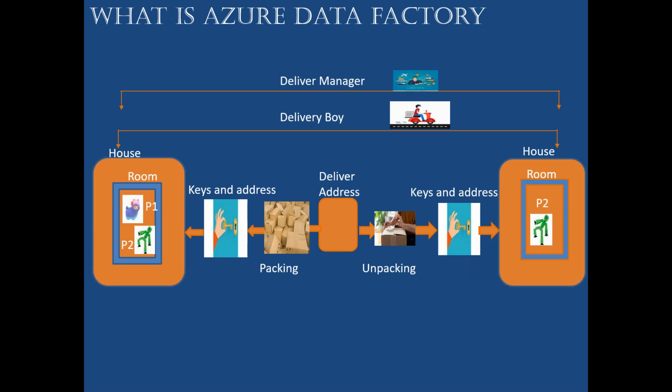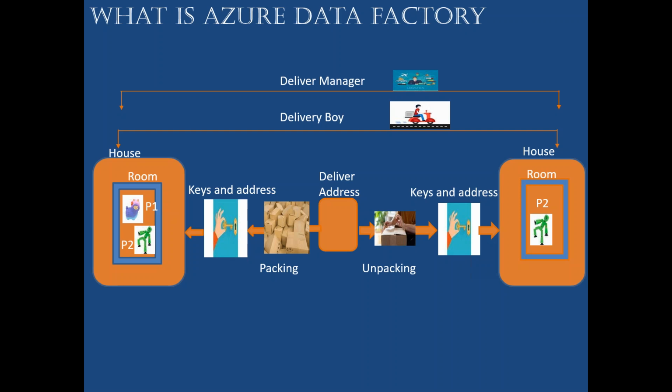So the delivery boy is the key person who is unlocking, packing, delivering, unpacking, and keeping the things in the new house. The fourth one is the delivery boy. Finally, we have a delivery manager who is managing these things. So total five. I am repeating again: unlocking, packing, unpacking. The third thing is delivery address. Fourth thing is the delivery boy. Fifth one is the delivery manager.